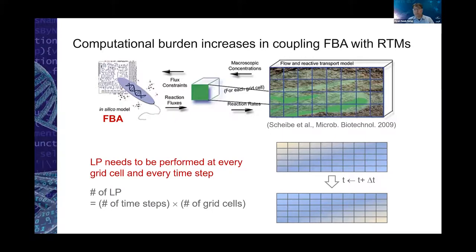Therefore, the number of LPs we need to perform is the number of time steps times the number of grid cells. How many grid cells? It depends on the scale of your problem. Usually, if you have a two-dimensional problem, there are more than 100 grid cells on each axis. But if you handle a large scale problem, the number of grids is really large. Therefore, you can imagine how much time it will take to get a simulation result.